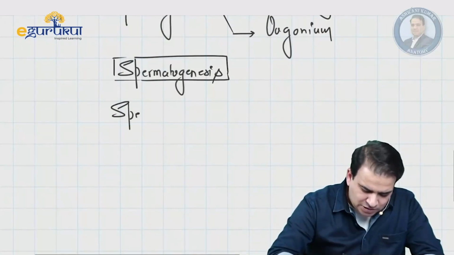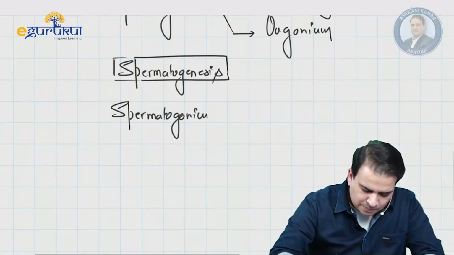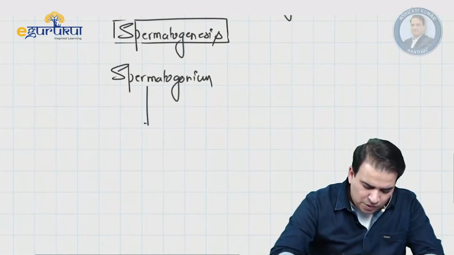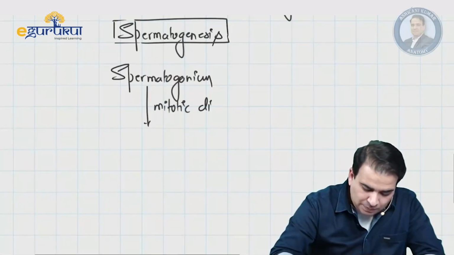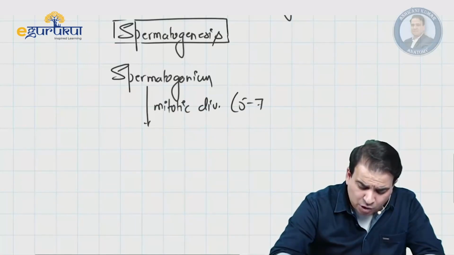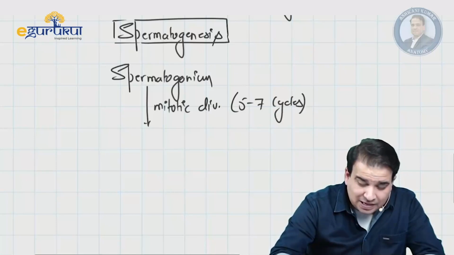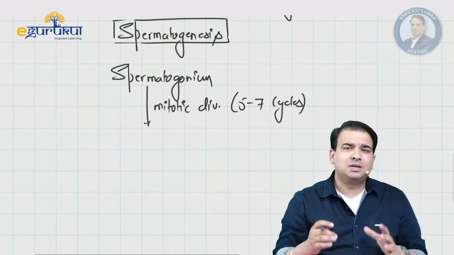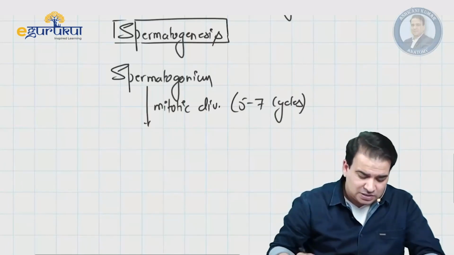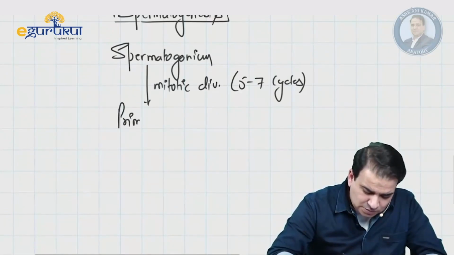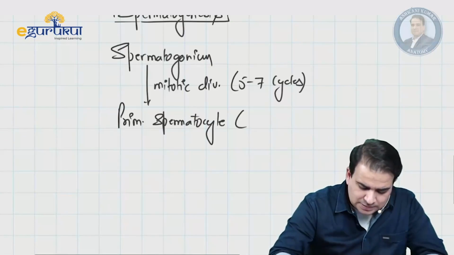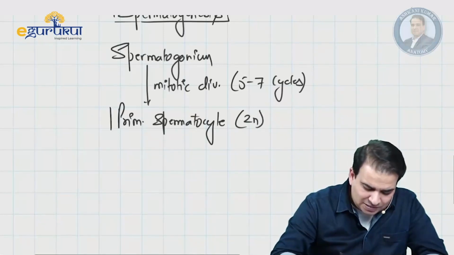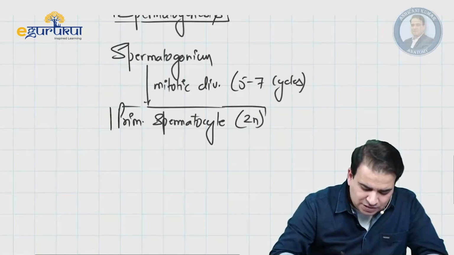So as we said, from the primordial germ cells, let's say we have these spermatogonium. Now guys, these spermatogonium will undergo repeated mitotic divisions, and when I say repeated mitotic division, I'm talking about almost 5 to 7 cycles of mitotic division. Imagine the spermatogonium is undergoing 5 to 7 cycles of mitotic divisions first, and then it will give rise to this primary spermatocyte. This diploid primary spermatocyte is a result of the repeated mitotic division taking place in the spermatogonium.